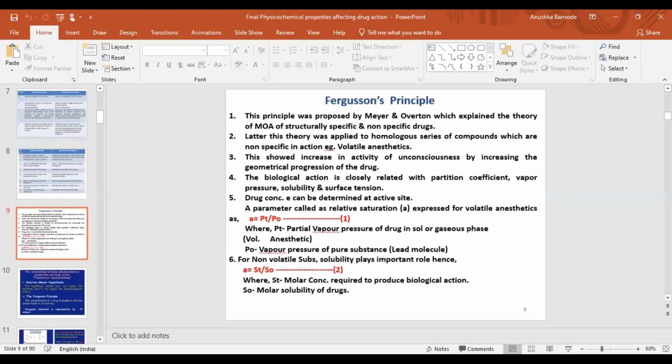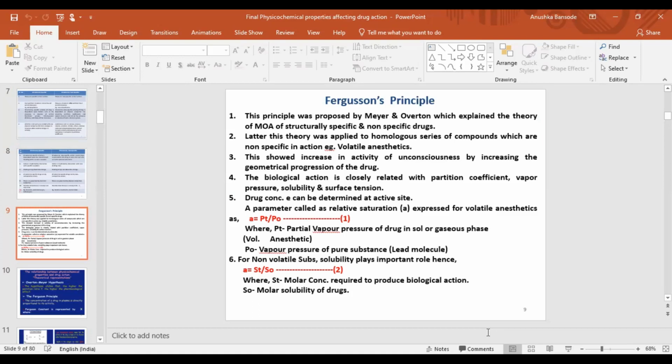Now, a very important principle we are going to study is known as Ferguson's principle. So Ferguson was a scientist who proposed a theory which was given by Mayer and Overton, which explained the mechanism of action of structurally specific and non-specific drugs. Later, this theory was applied to homologous series of compounds which are non-specific in action, basically the volatile anesthetics. So this showed increase in activity of unconsciousness by increasing the geometrical progression of the drug. Biological action is closely related with partition coefficient, vapor pressure, solubility, and surface tension.